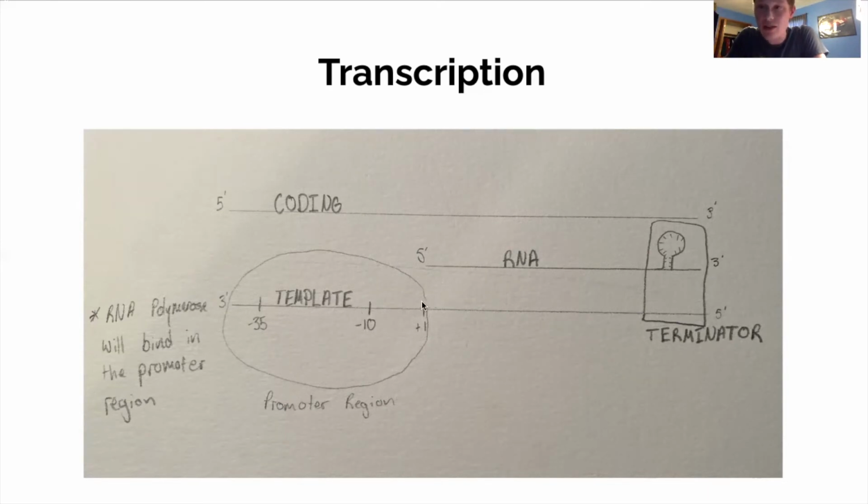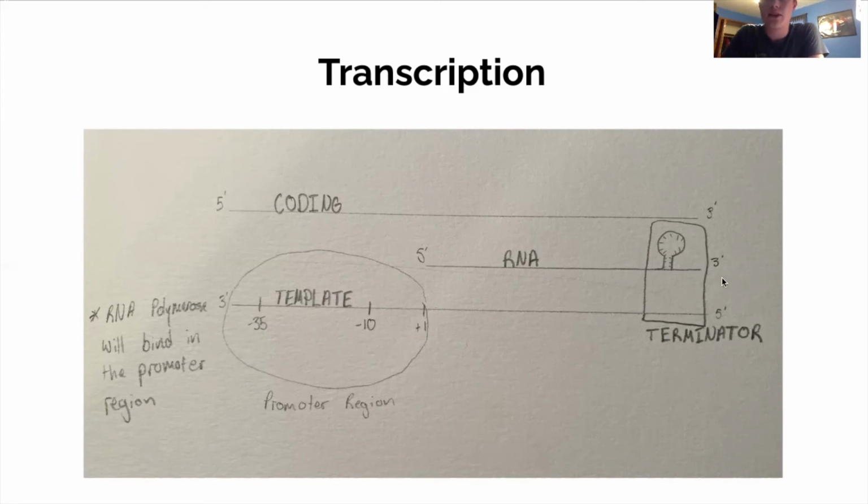And then it starts actual transcription at this +1 region, and that's after the sigma factor dissociates. That way the RNA polymerase can actually move along. And so as it's going from this +1 site all the way to the terminator site, it's reading the nucleotides and adding the corresponding nucleotides that it needs for the RNA.